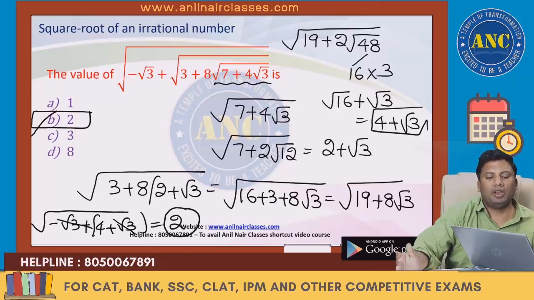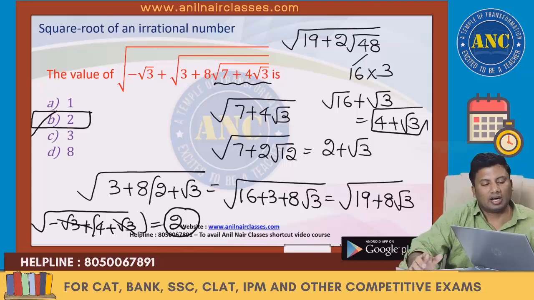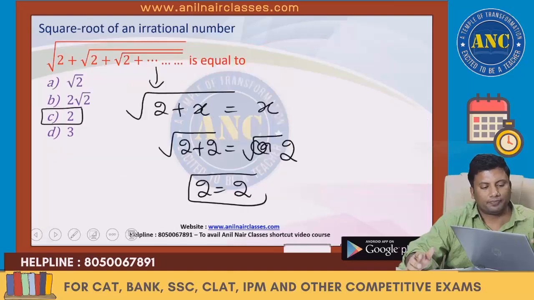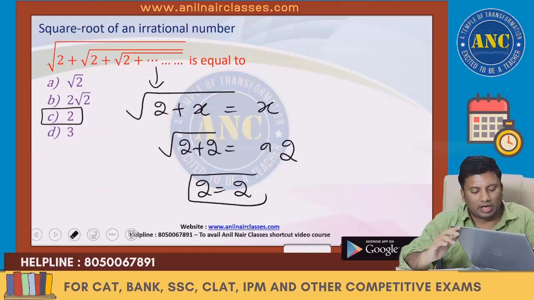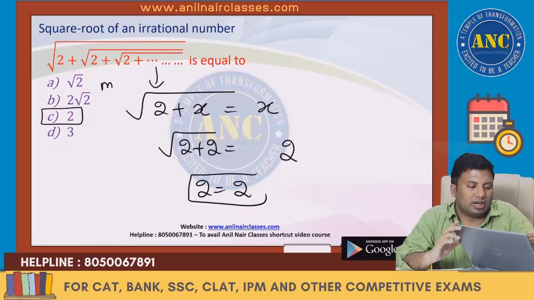I hope the previous question's logic is clear. The answer is nothing but 2. Root of 2 plus x is x, root 4 is 2, so 2 is equivalent to 2. This is method number 1.